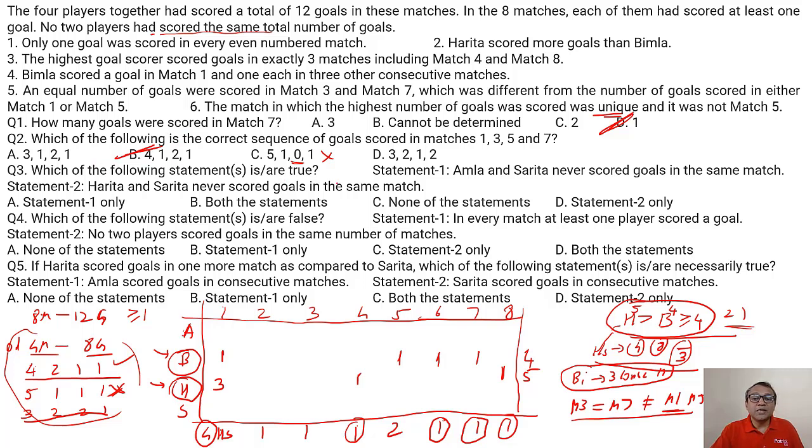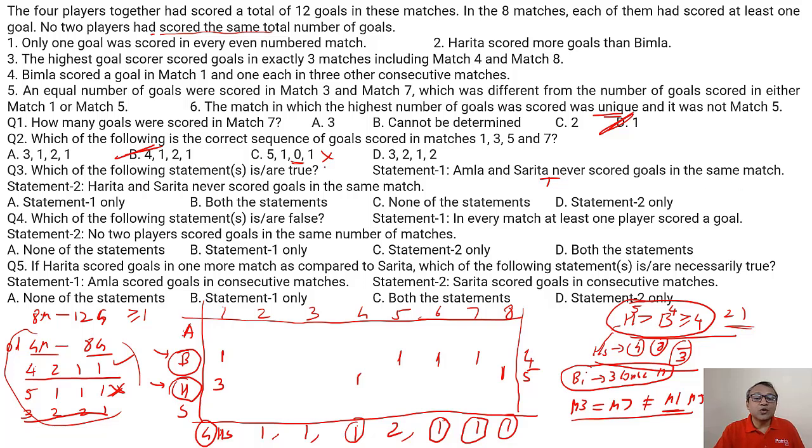Which of the following statements is true? Amla and Sarita never scored goals in the same match. If you look at Amla and Sarita together, they scored 3 goals. They must have scored in second match, third match and fifth match, which means they never scored in the same match. 2 and 1 goals, 3 goals. One of them must have scored in one out of 3, the other must have scored in 2 other matches. So first is true.